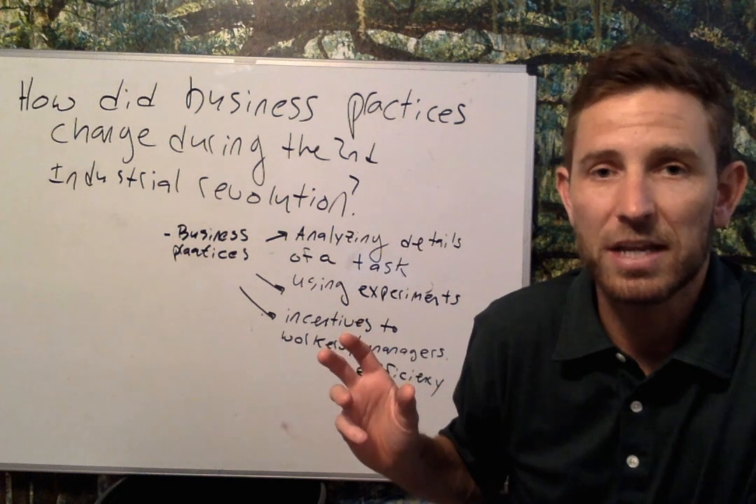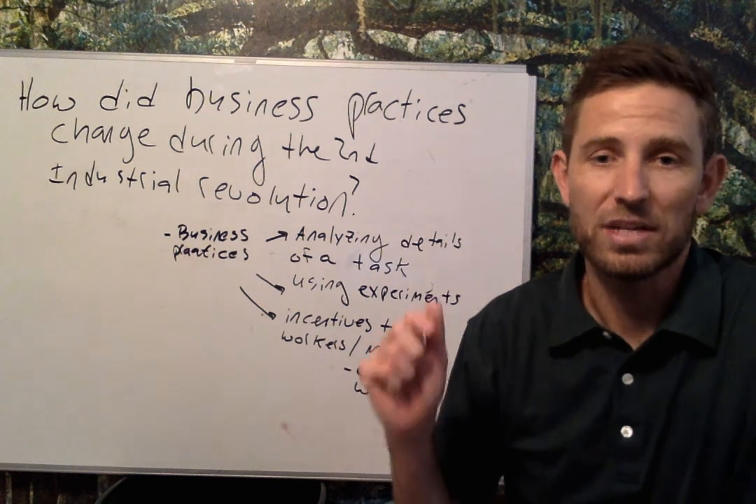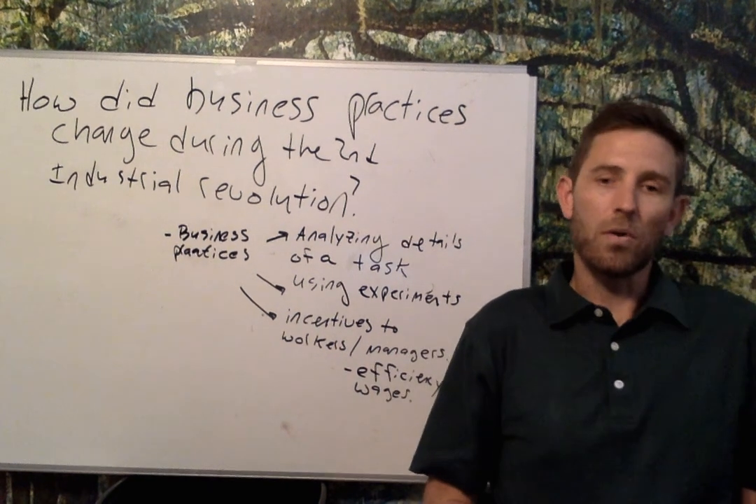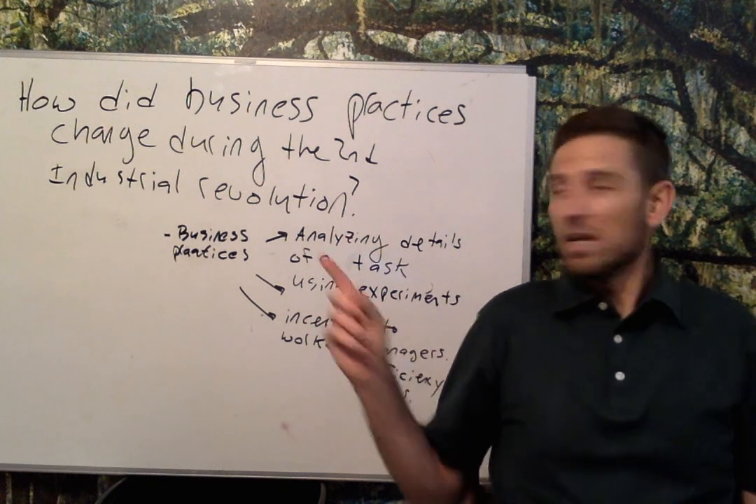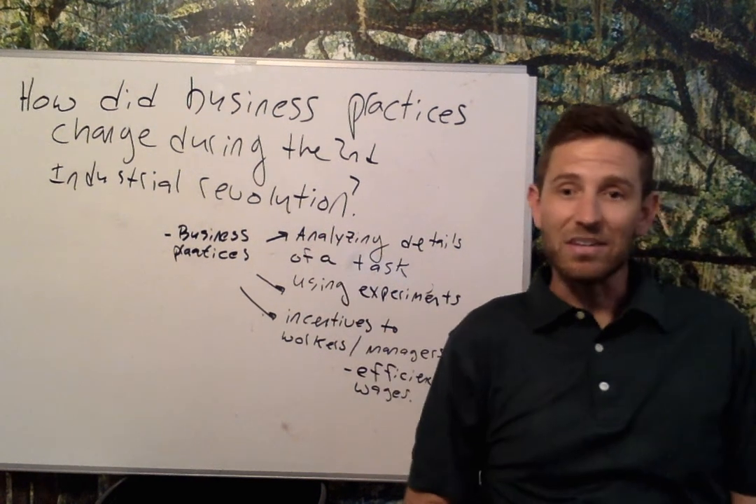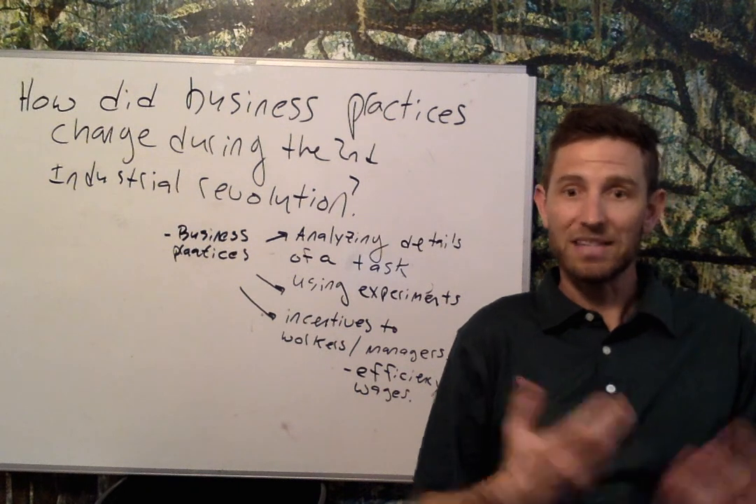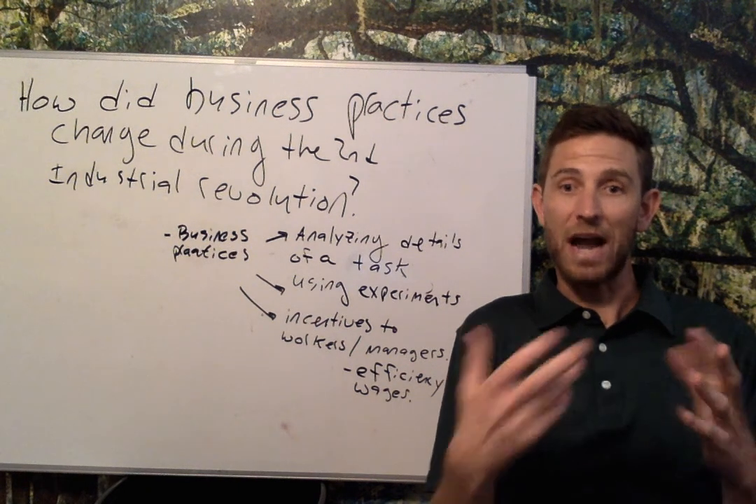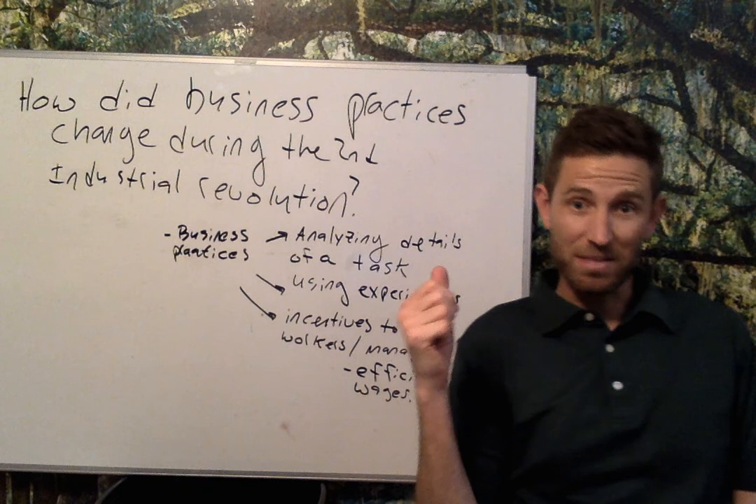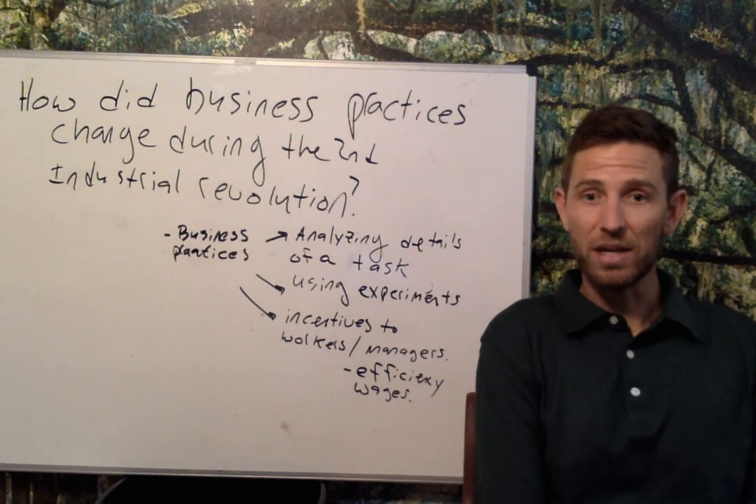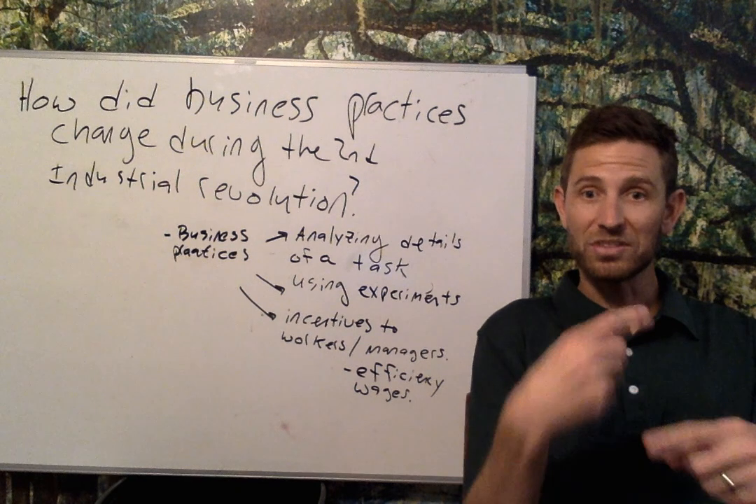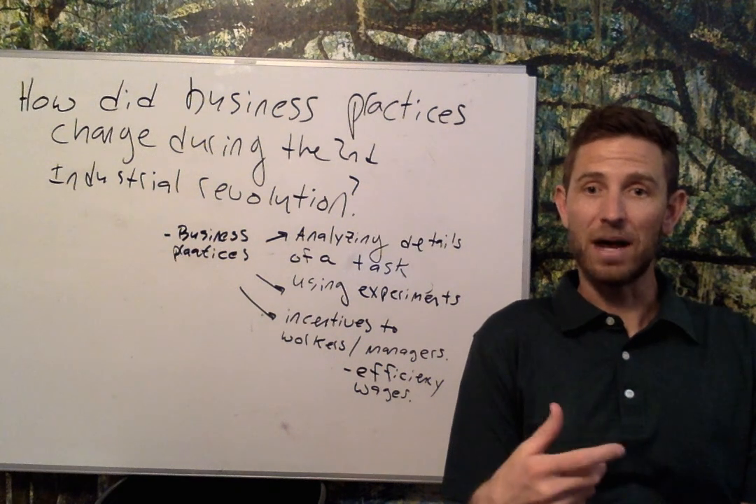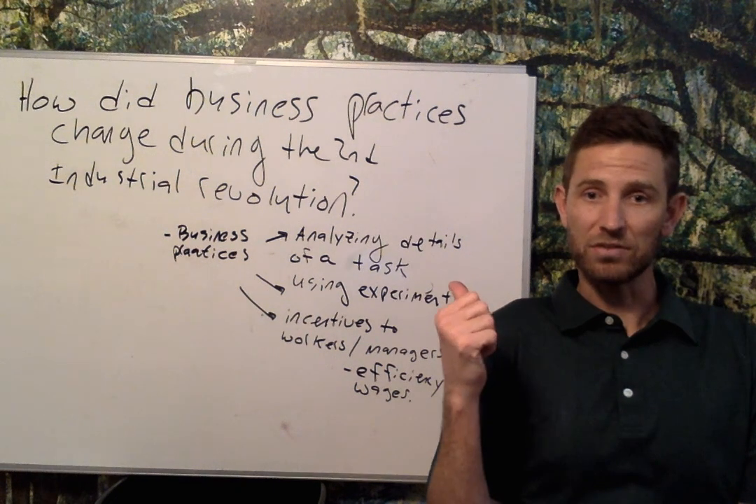As production was taking place in factories, there was an increased role for firm managers, for plant managers, for the bosses to analyze the details of a task, right? Ask questions about whether or not we're actually making goods and services in the most cost-effective and efficient way, or if instead something can be changed. And so there was systematic analysis about the production of goods and services.